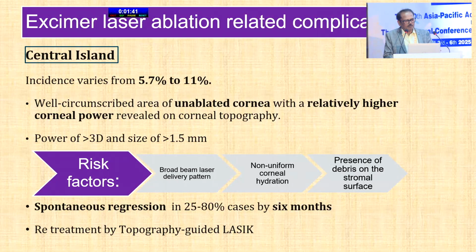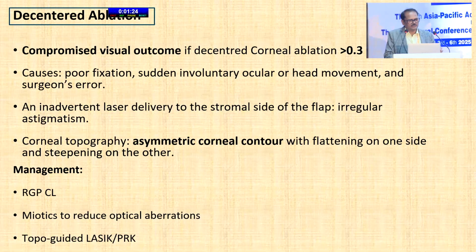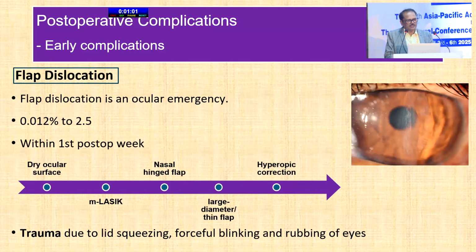Excimer laser ablation related complications can be there, like central island, where you ablate the cornea in a manner that it has left some part unablated. It happens if there is some debris or something on the cornea. Due to paucity of time, I won't go into that detail. There can be decentered ablation. These are minor problems that can be taken care of. But flap creation related problems are really dangerous and really dreaded. So if there is decentered ablation, you can manage it later on, like you can apply RGP lenses, miotics to reduce the optical aberration, and you can do topo-guided LASIK or PRK later on.